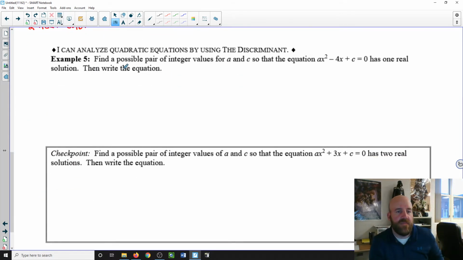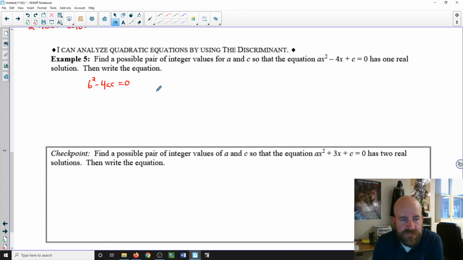All right. So let's talk about the last example here, and we'll wrap up the video. Find a possible pair of integer values for a and c, so that the equation ax squared minus 4x plus c equals 0 has one real solution. Then write the equation. Okay. So first thing we need to know is we're dealing with a discriminant, because all we want to prove is one real solution. So we're using b squared minus 4ac, and we are equaling it to 0 because we want one solution.